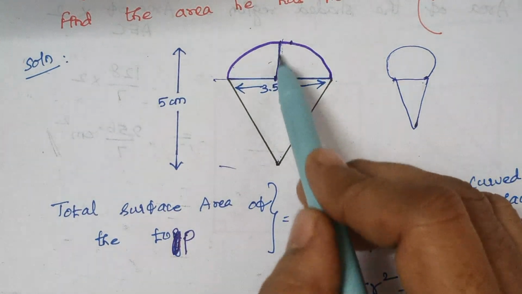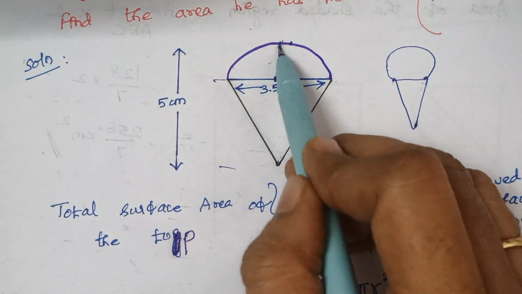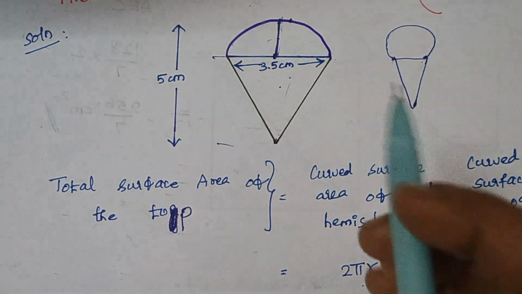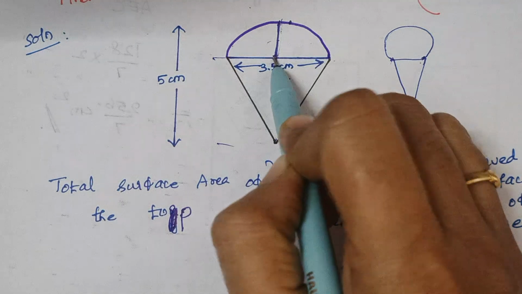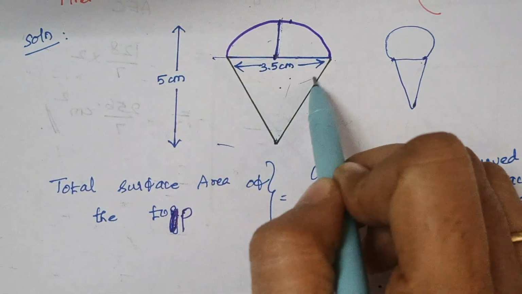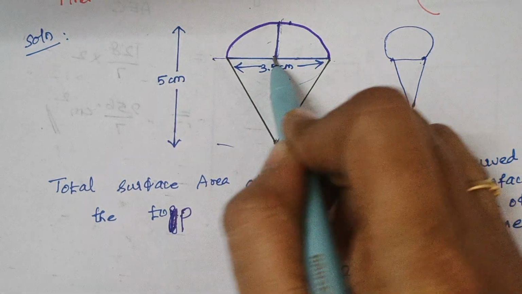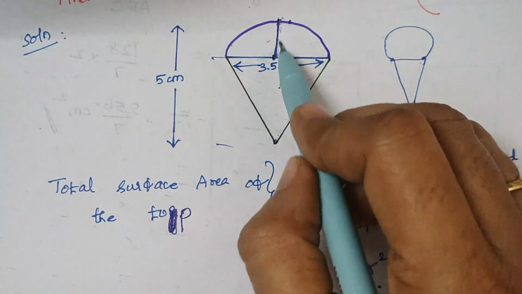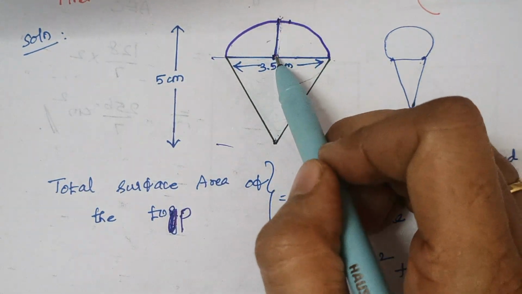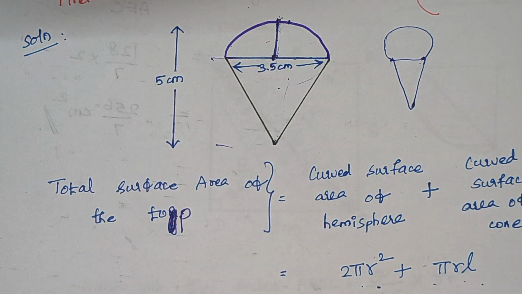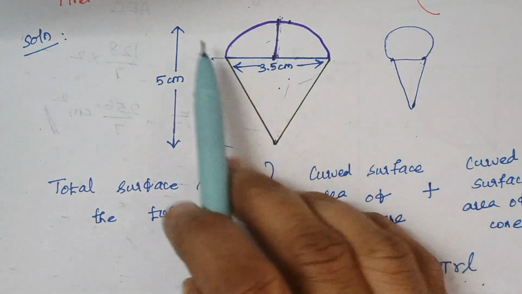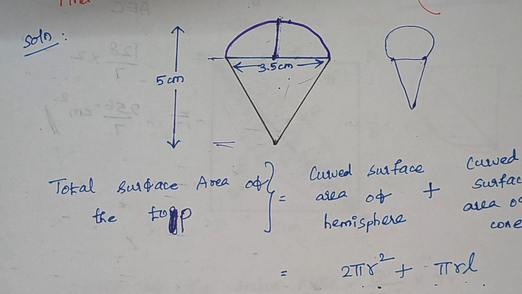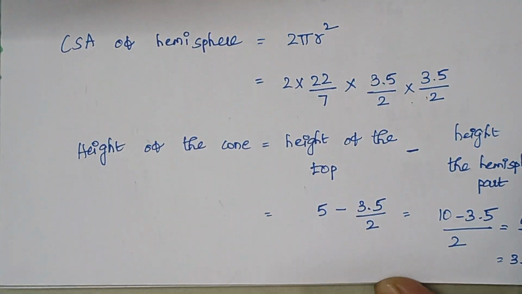So how to find this length? You see this line, this is nothing but the radius of the hemisphere. Why are we saying it is the radius? Because this line connects the center, right? This is a hemisphere, and anyway here we will have the other half. Any line that connects the center to a point on the circumference is a radius. So obviously this is your radius. What is the value of the radius? It is 3.5 by 2. When you subtract 3.5 by 2 from this 5 centimeter, automatically we will end up with the height of this cone, right?